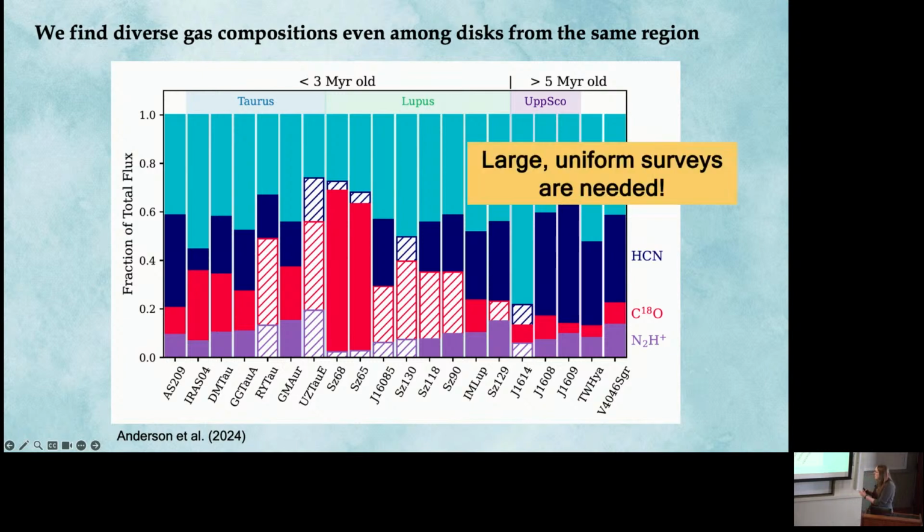But the problem here is that we compiled this together from a variety of different surveys. We have different detection limits leading to some of these upper limits not being as meaningful for comparison against others, and we had different amounts of disks from each region, so it's hard to make really statistical comparisons and pull out any trends. So what we really need is a large uniform survey of many molecules across a range of protoplanetary disks in different populations.